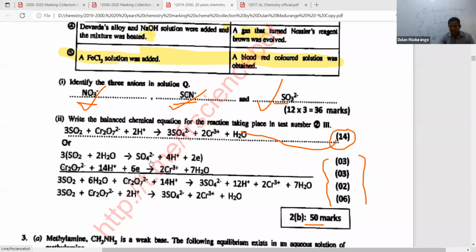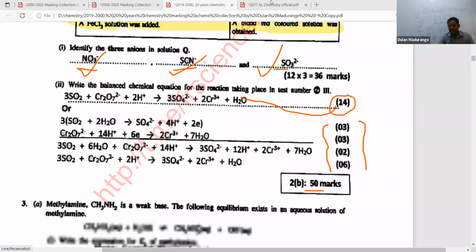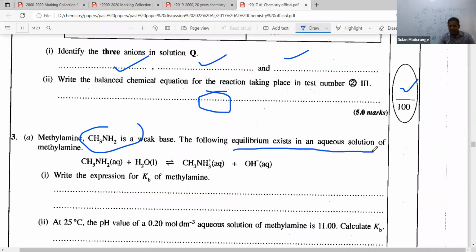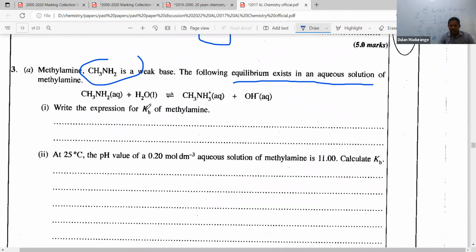ඕන එකක් ලියා ගන්න පුළුවන්. හරි. ඊට පස්සේ අපි මෙන්න මේ third question එකට යනවා. Methylamine is a weak base. The following equilibrium exists in an aqueous solution of methylamine කියලා equilibrium එකක් දීලා තියෙනවා. Right. So then write an expression for Kb.